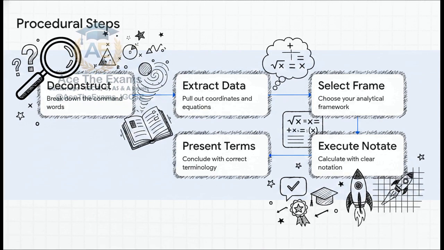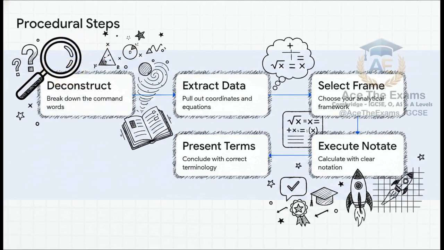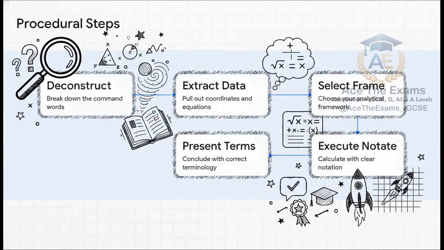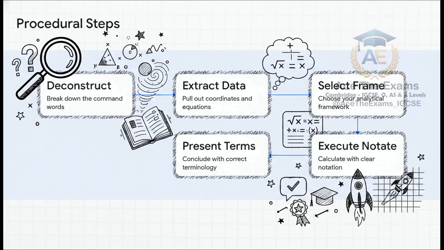Pull those coordinates, the circle equations, the gradients right out of the text and list them on your dashboard. Step 3. Select your analytical framework. Are we deploying the distance formula today, the midpoint formula? Are we completing the square to find the center of a circle? Step 4. Execute with crystal clear notation. Don't just dump a jumble of numbers onto the page. Label your equations. Write out, substitute equation 1 into equation 2.